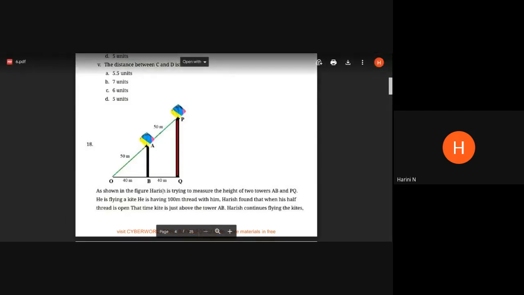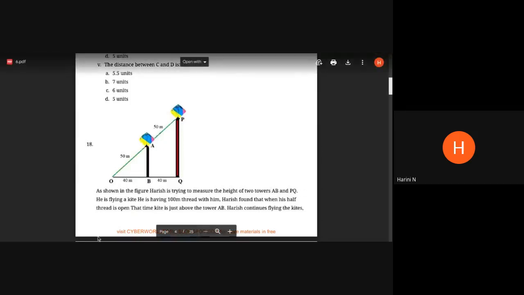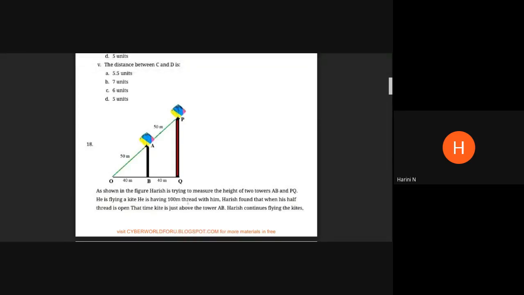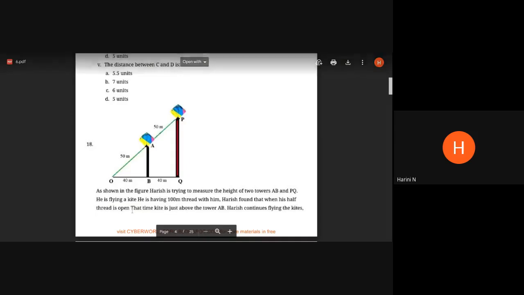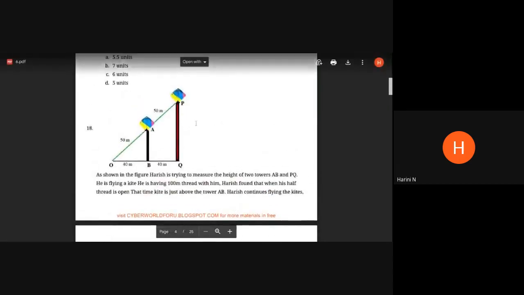As shown in the figure, Harish is trying to measure the height of two towers, AB and PQ. He is flying a kite. He is having 100 meter thread with him. Harish found that when his half thread is open, that time the kite is just above the tower AB. Harish continues flying the kite. When his full thread is open, that time the kite reaches just above PQ.